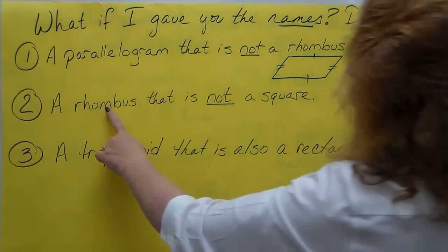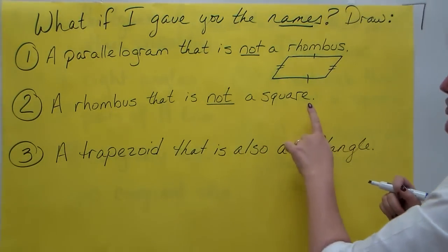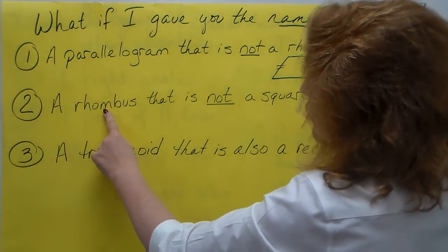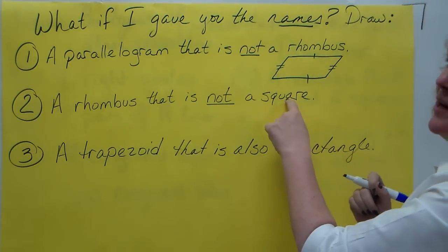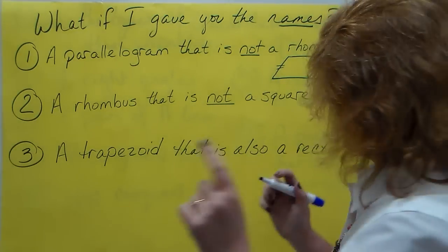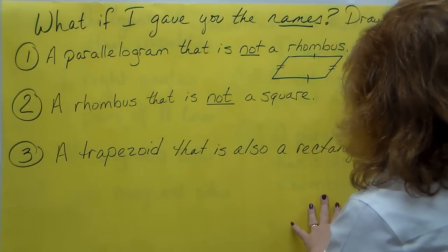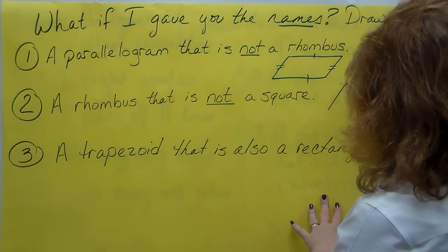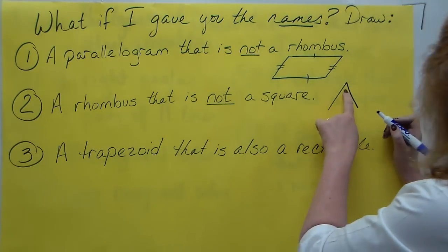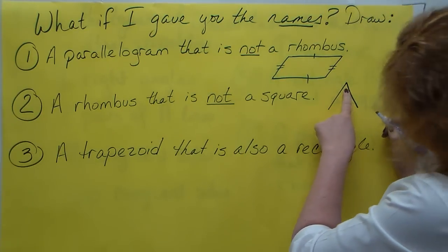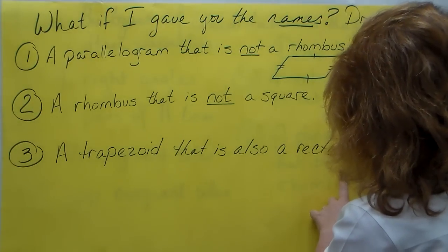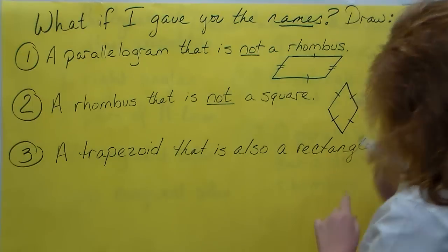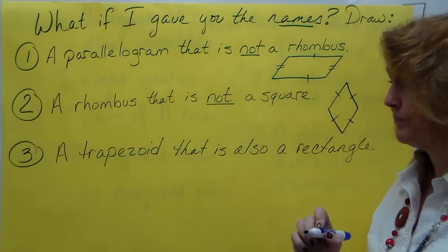We want to draw a rhombus that is not a square. So we have to have four sides that are equal, but we can't have the 90-degree corners. So I want to make sure that when I draw my four sides, I have at least one angle that's smaller than 90 degrees, which is going to give me others that are larger than 90 degrees. But essentially, they're all the same size.